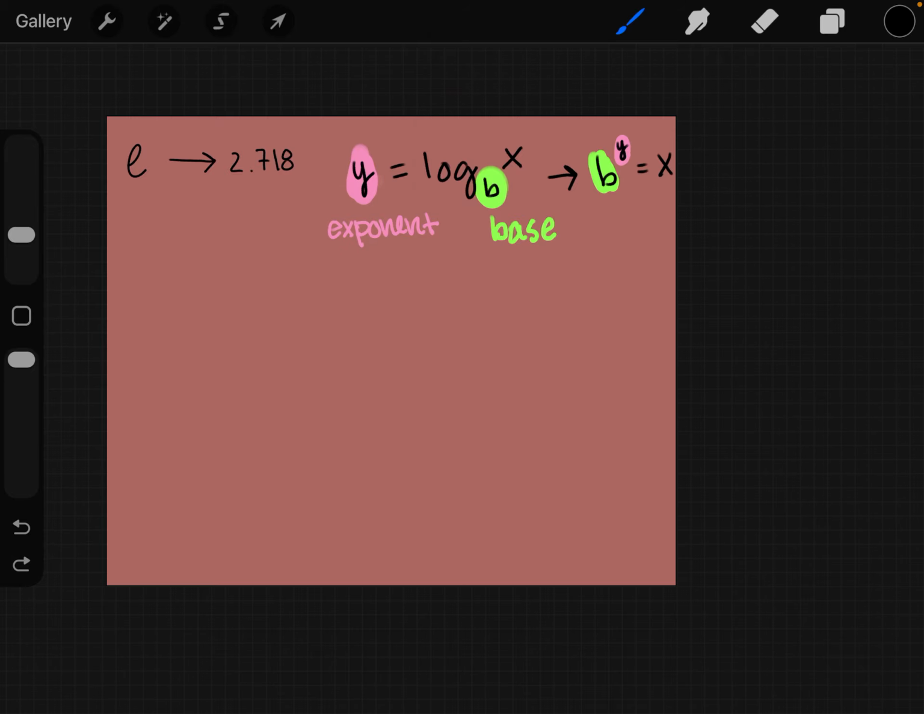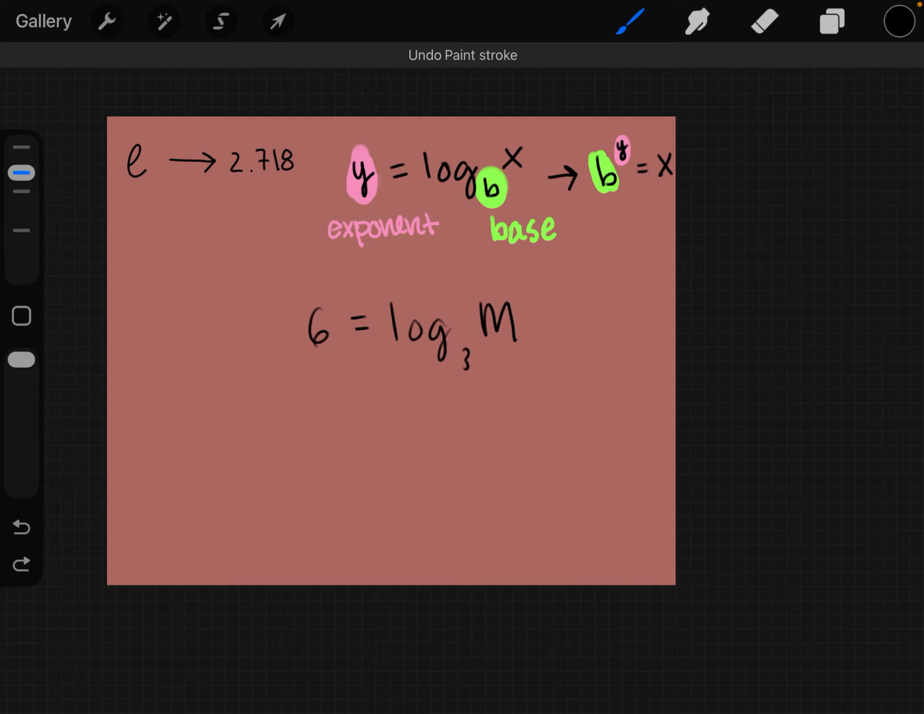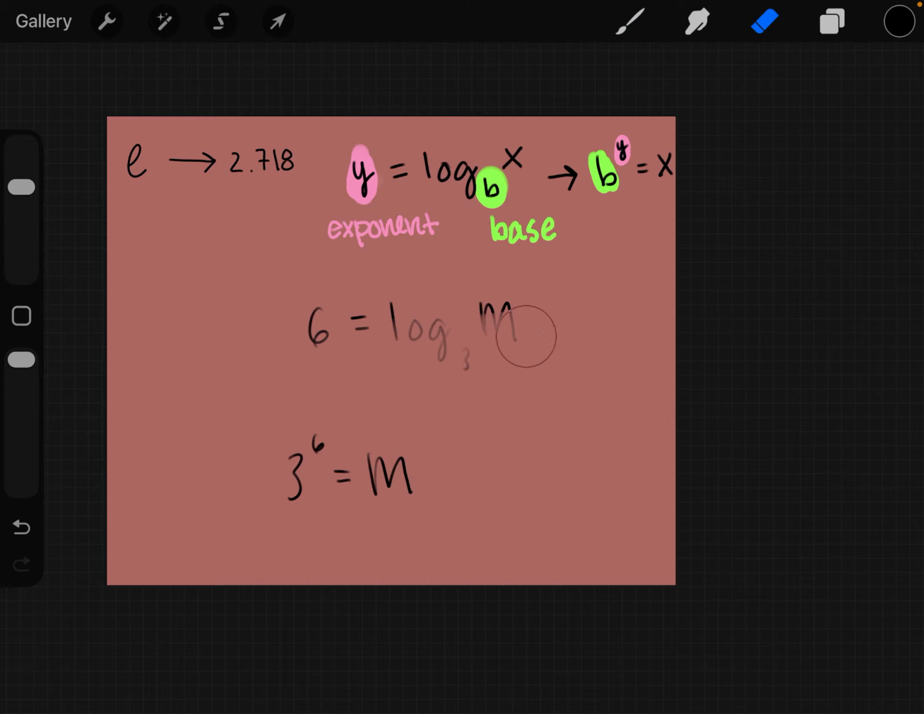Oh, that's the wrong brush. Okay, our base, little guy. Exponent, 6. Last thing is the m, so that's what it's equal to. You just have to keep doing these until you remember it, and that's the only way to do these. Keep doing them until you have it memorized.